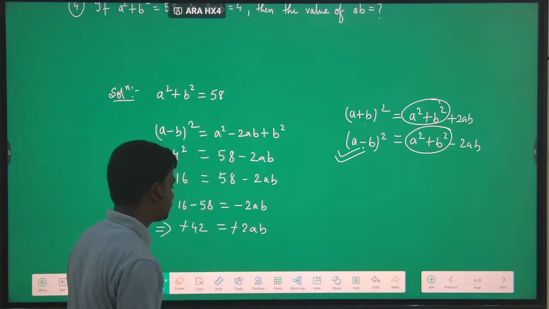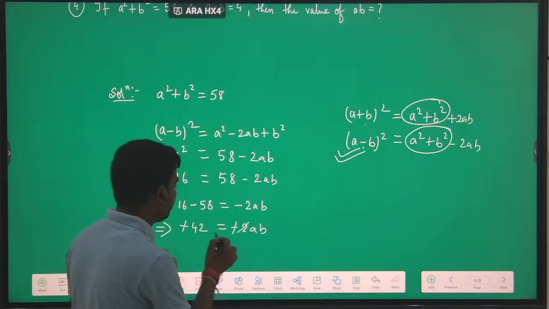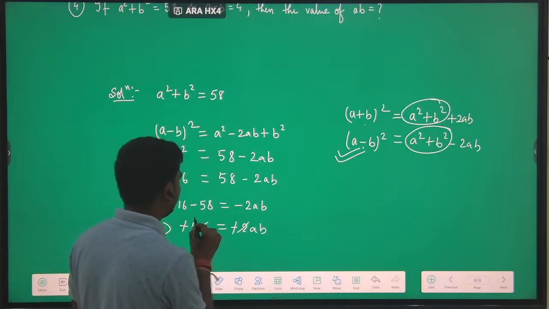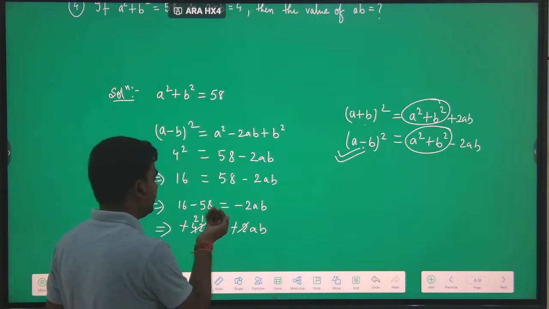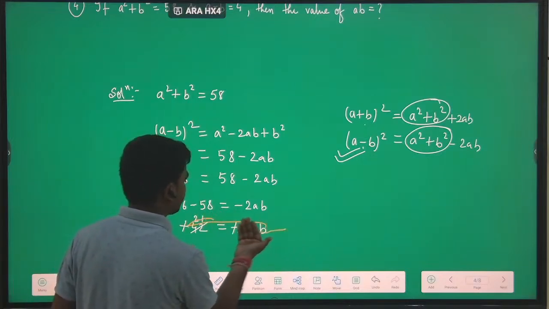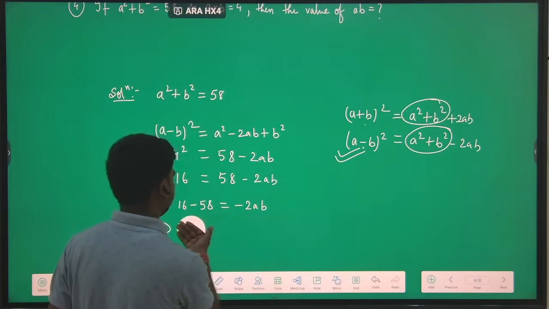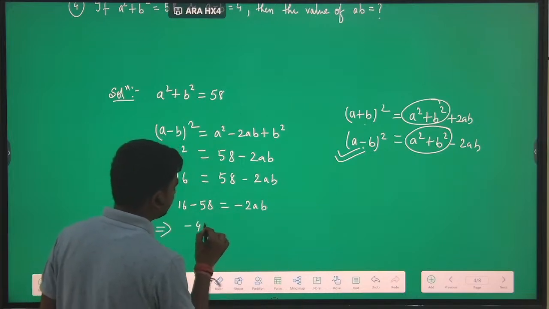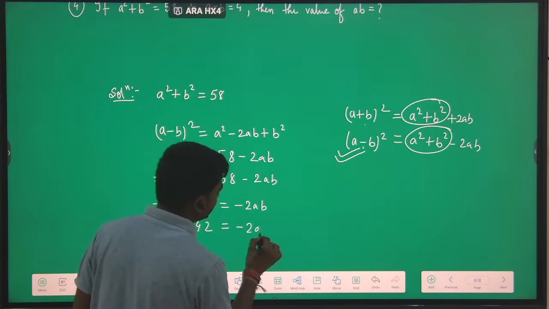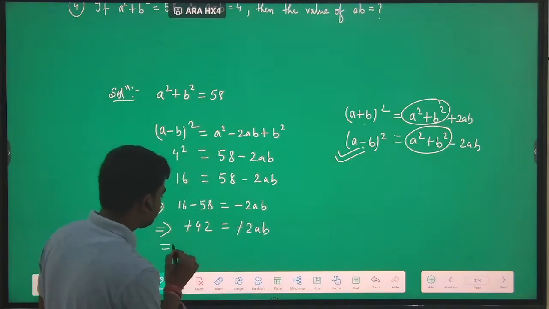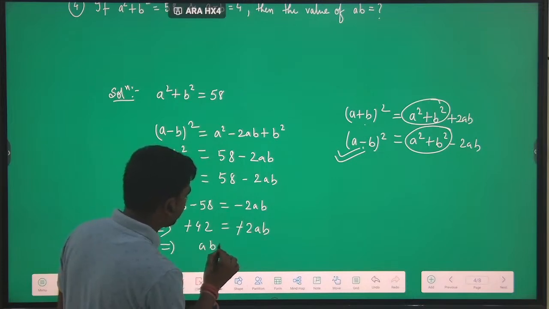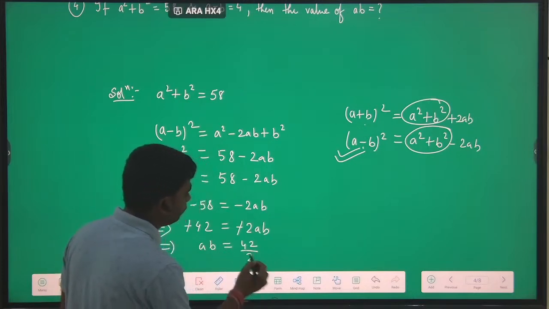So this minus and minus will be cancelled. This 2 and 42 will be cancelled. 2 2s are 4, 2 1s are 2. If you are not getting it, let us not consider it. I am writing minus 42 is equal to minus 2ab. This minus and minus are getting cancelled. Okay. Now, this ab will be equal to 42 upon 2.